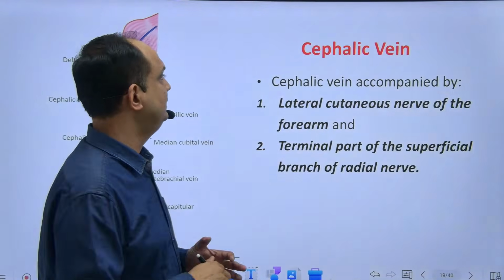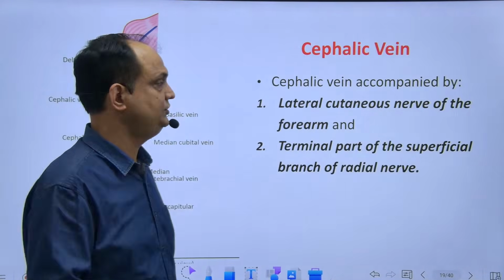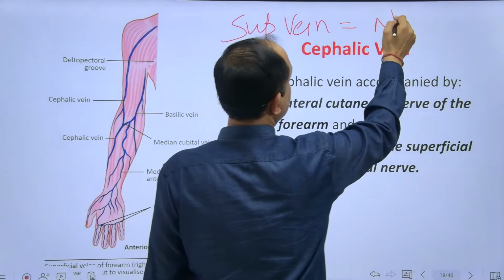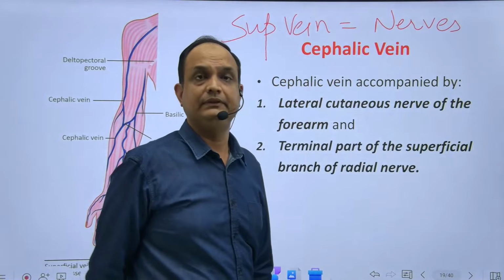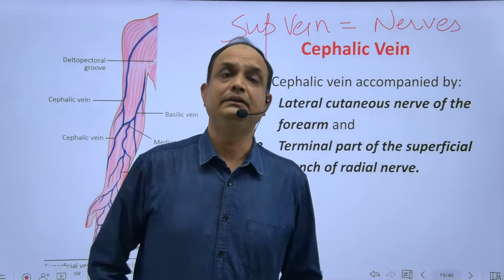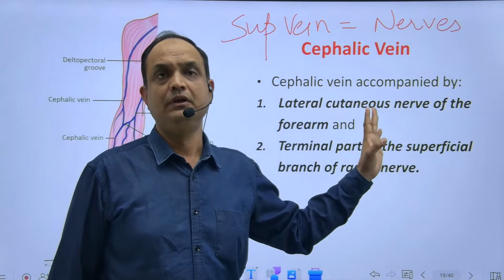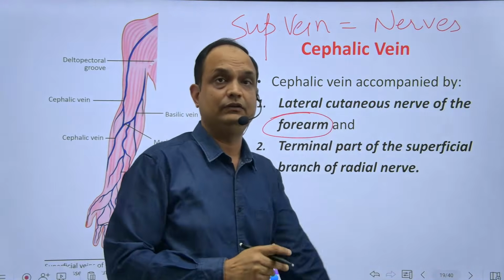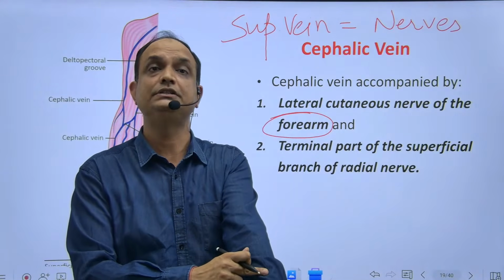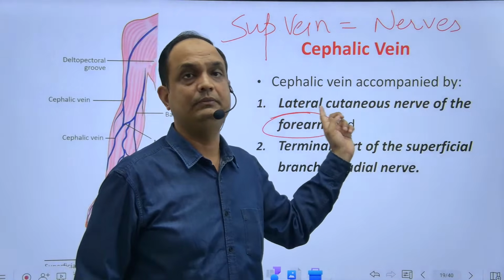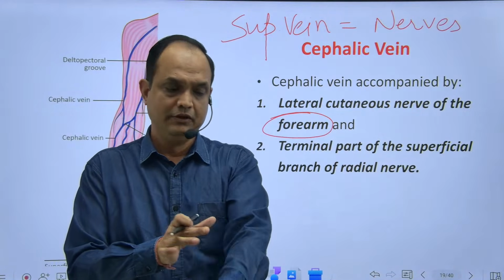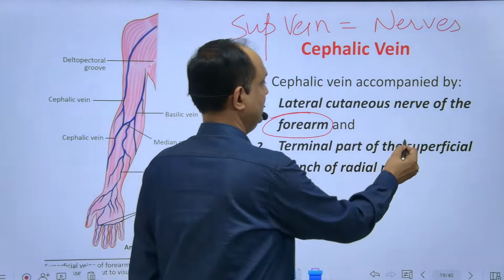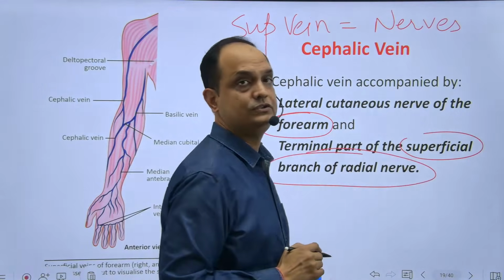Now, the cephalic vein is accompanied by which nerve? Because initially I told you that you always have to keep this in mind: superficial veins accompany the nerves, while deep veins accompany the arteries. So which nerve accompanies the cephalic vein? This is a question which has been asked many times. So dear students, when you see the upper part of the forearm, you will have the lateral cutaneous nerve of forearm. The lateral cutaneous nerve of forearm runs along with the upper part of the cephalic vein, while the lower part of the cephalic vein accompanies the superficial branch of the radial nerve. Superficial branch of radial nerve.